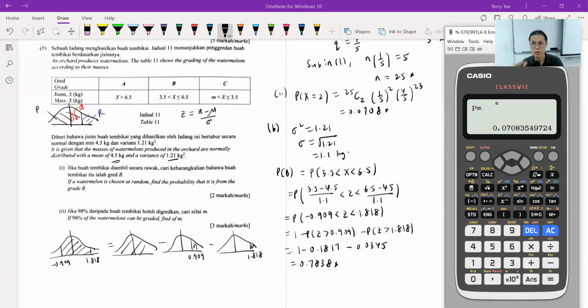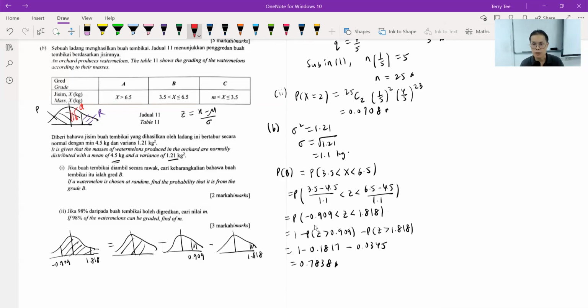Some of you may say, how about this calculator? Well, this calculator is so good that you can actually do it directly without standardizing. However, because in the process of standardizing we round off correct to 3 decimal points for your Z value, sometimes your answer might be different as a result. But I would still recommend for exam purposes, because you want to get marks for your working, right? So I would suggest you standardize, change to do 1 minus, and calculate this.